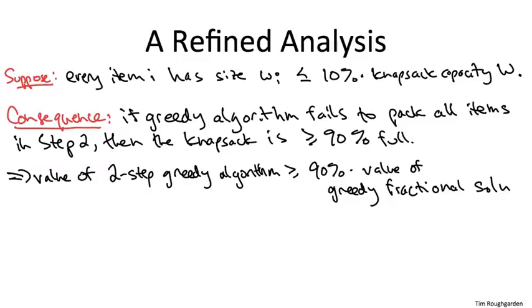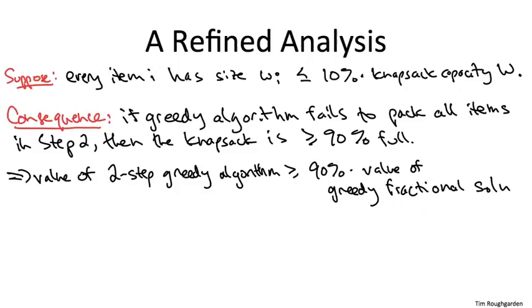What's the difference between these two solutions? Well, they're almost the same. The only difference is that the greedy fractional solution gets to pack that last bit of the knapsack, which we know is at most 10%, with a suitable fraction of item k plus 1. So the value that we're missing in our solution is that final 10% at most of the greedy fractional solution.